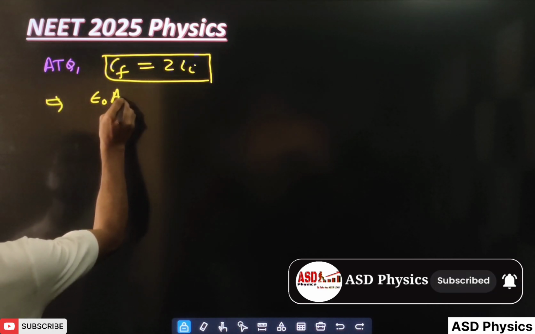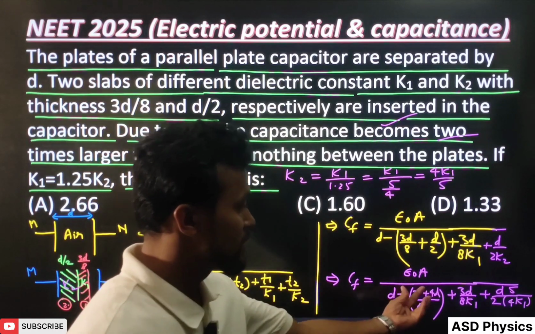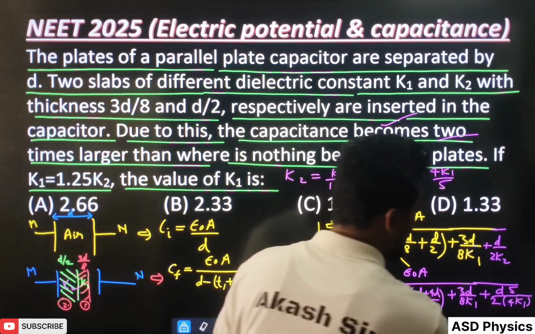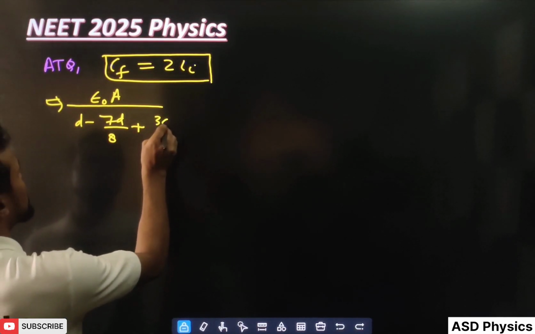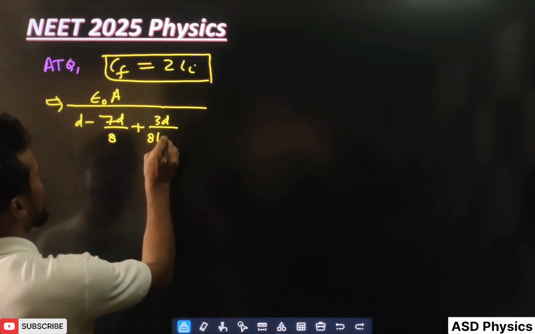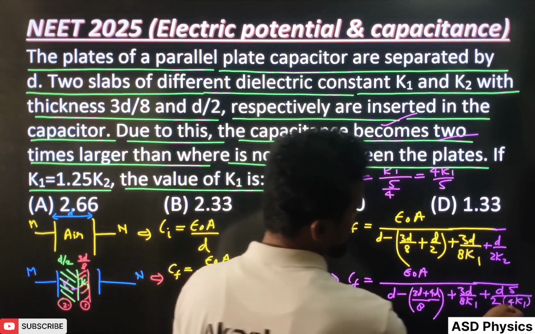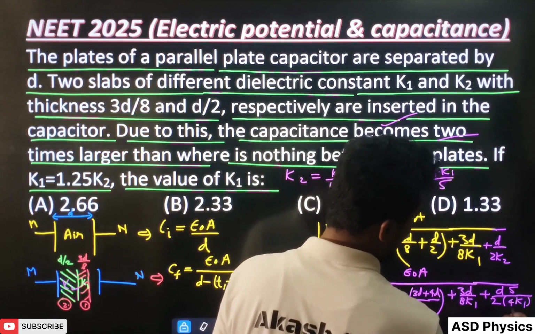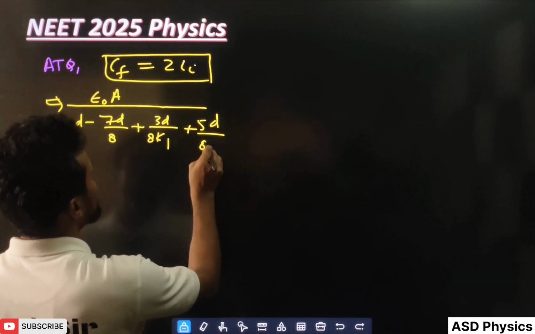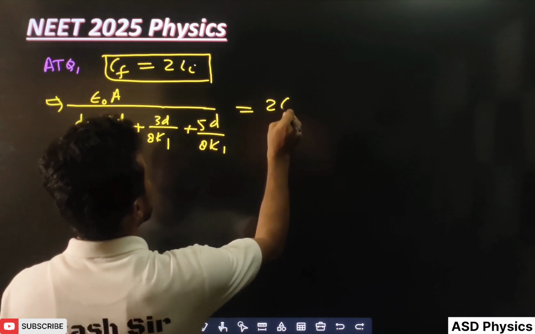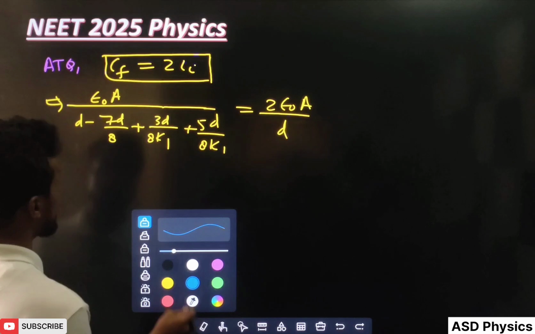Now CF is epsilon naught A by D minus, I am solving this here, D minus, it will become 3D plus 4D, 7D by 8, plus 3D by 8 K1. As I remember, 3D by 8 K1, what will this become here? 5D by 8 K1, plus 5D by 8 K1 is equal to 2 epsilon naught A by D. Now we have to just simplify this.